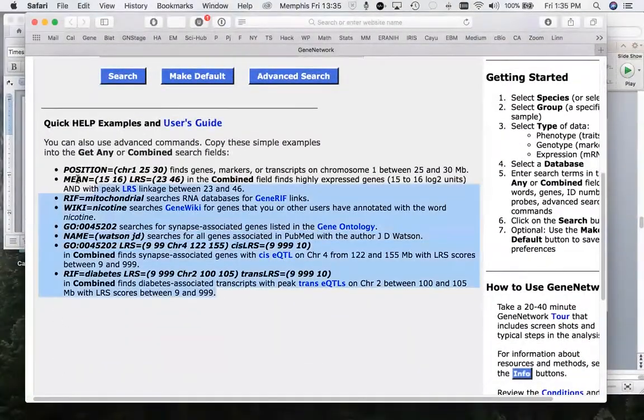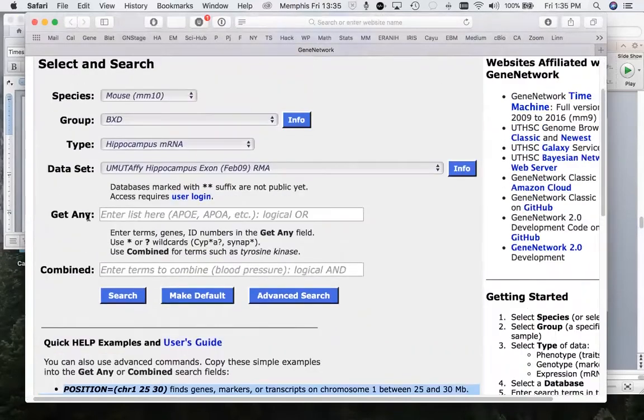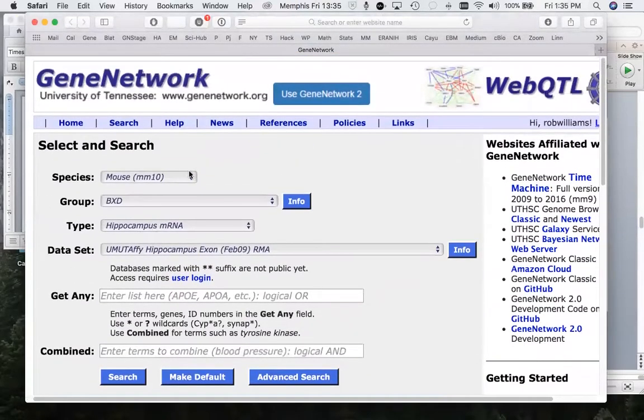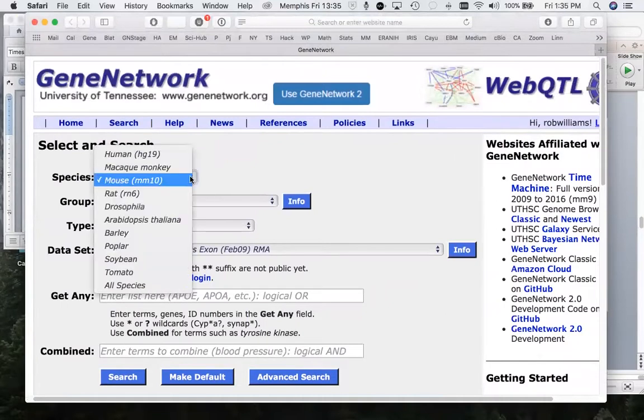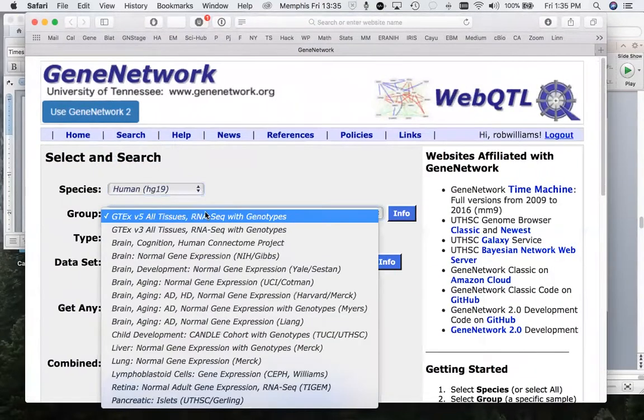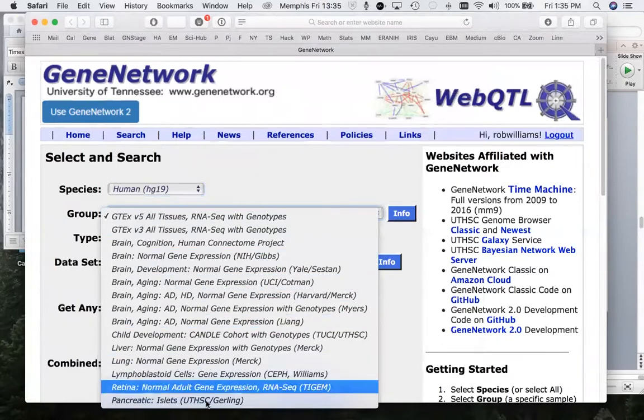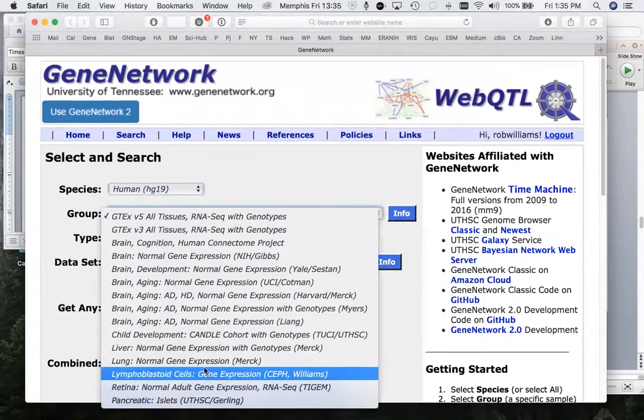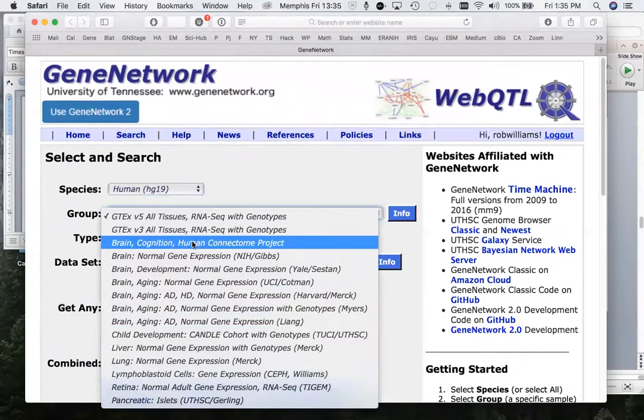Here's some of the more sophisticated search terms. A lot of you on NIF will be comfortable with more complicated searches. Simple structure, relatively simple, maybe not simple enough, but you choose your species. The human GTEx data that I mentioned is here. We have many other human data sets. You've had presentations on the Human Connectome project. We have some of the data there, but we don't have genotypes yet for the Human Connectome.